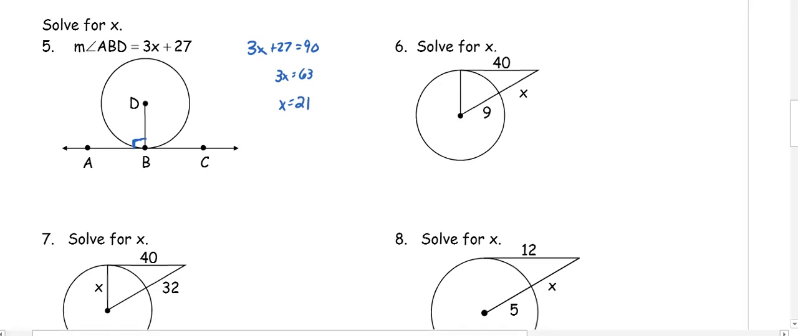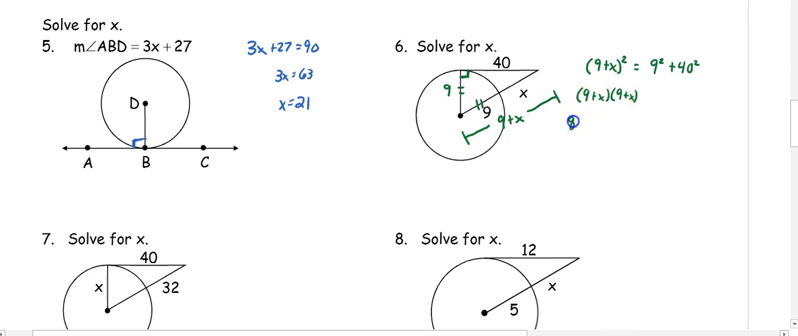In number 6, we have different lengths of segments here. So we know that all radii are congruent, so this is 9 and 9. It's going to be a right triangle because the radius is drawn to the tangent line, so that's perpendicular. So the length of this side we would call 9 plus x. So we can do Pythagorean theorem then to find x. So we have 9 plus x squared equals 9 squared plus 40 squared. Now 9 plus x needs to be multiplied together.